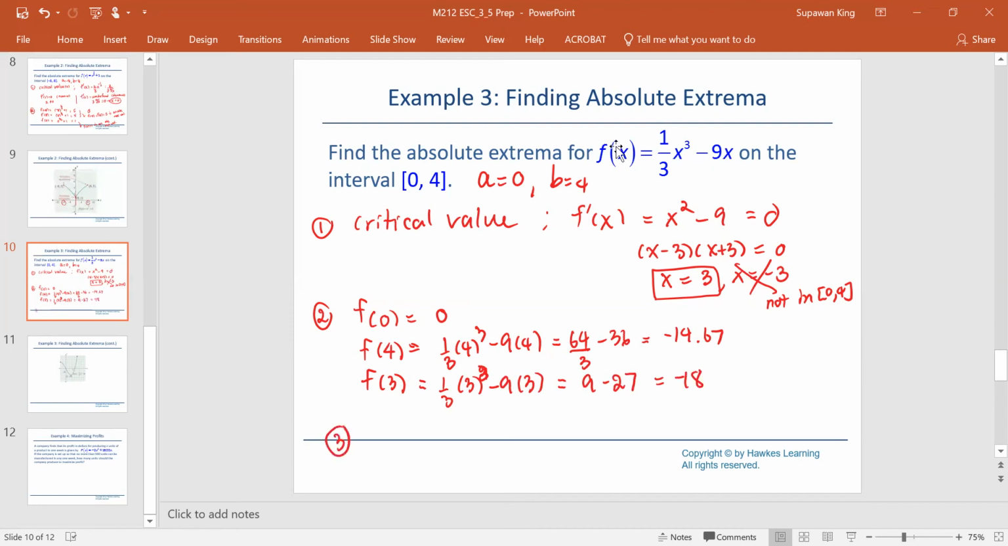And step 3, compare all the numbers. The largest value is the value 0. The value 0, or f at 0 equals 0, is an absolute maximum value. And the smallest number is negative 18, which occurs at 3. So f at 3, which is negative 18, is an absolute minimum value.